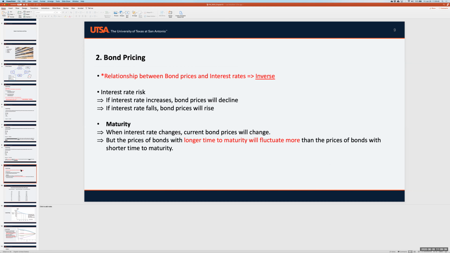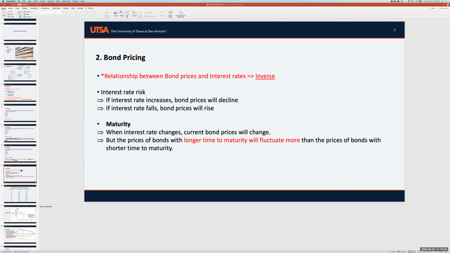Next slide. So, the relationship between bond prices and interest rates is inverse. If the interest rate is higher, bond prices decrease. If the interest rate is getting lower and lower, we have higher bond prices. So interest rate risk is, if interest rates increase, bond prices will decline. If interest rates fall, bond prices will rise.